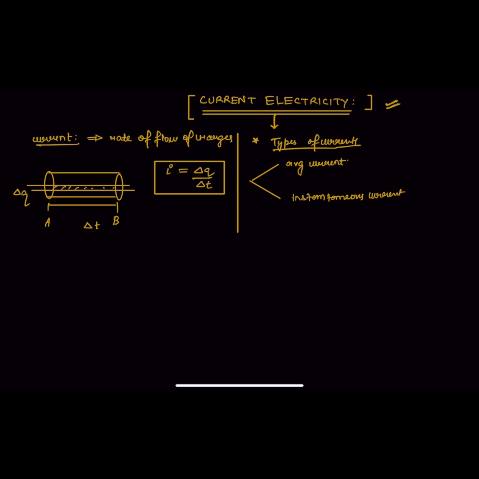Basically, average current is the current over a fixed period of time, and this period of time is significant. And instantaneous current is a current that we take at just an instant of time. Okay, it is for a significant period of time. This is at an instant.